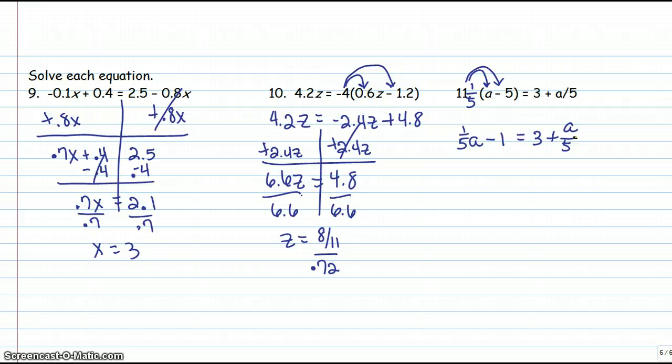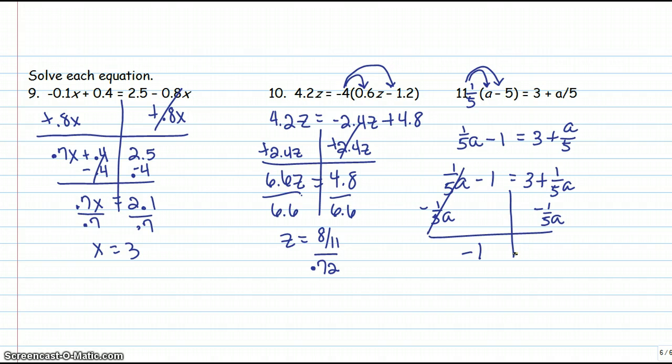Alright, we need to get our a's together. But one of them's a 1/5 a and the other one's an a divided by 5. A divided by 5 is the same thing as 1/5 a. And so then I can get my a's together. Subtract 1/5 a on both sides. And on this side it cancels. You get a negative 1 equals. On this side it cancels as well. And you get 3. Negative 1 equals 3? Well, that's impossible. So that's when we write no real solution.